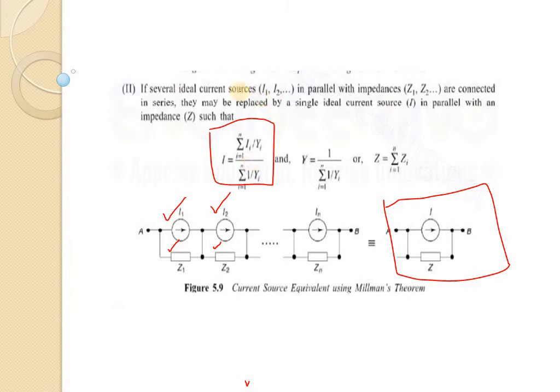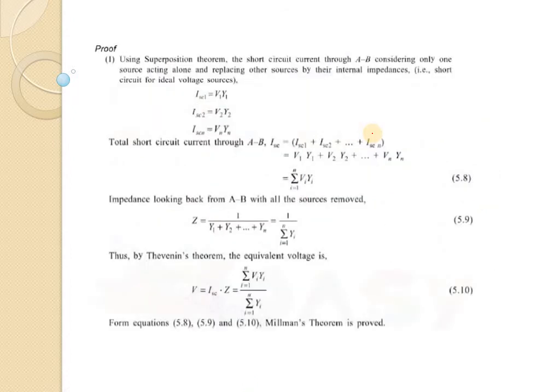And we can also calculate the value of admittance Y the same way, that is 1 by summation of Yi, where i is 1 to n. Or we can also write Z in place of Y, that is Z equals summation of Zi, where i equals 1 to n. In that way, we can make a simple current source with parallel resistance, parallel admittance or parallel impedance by using Millman's theorem. Now let us prove the theorem.